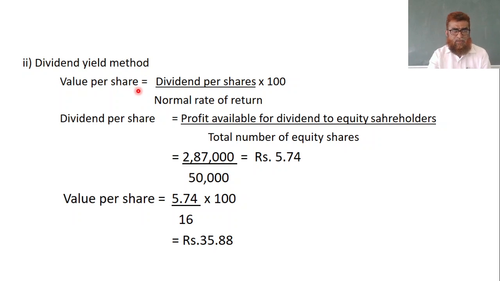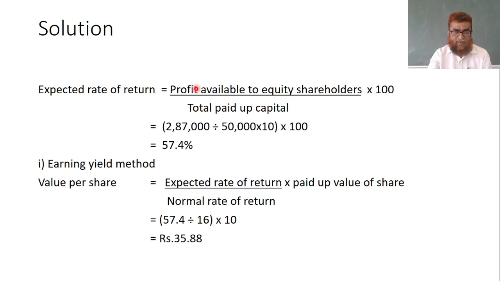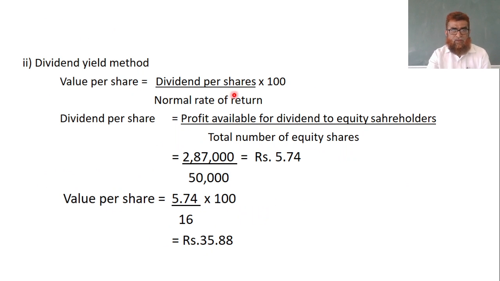When we follow the dividend yield method, the formula will be dividend per share divided by, instead of earning per share, expected rate of return divided by normal rate of return into paid up value. Instead of that, here we follow dividend per share. Instead of expected rate of return, we follow dividend per share divided by normal rate of return into 100.